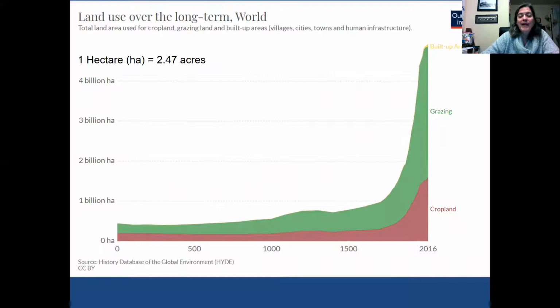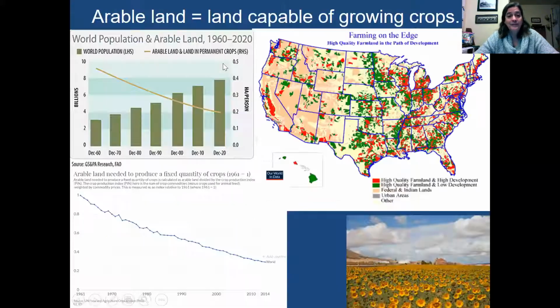And then arable land. If you look at how much land we're using across the world, if you look at the years, we have increased more recently the amount of land we're using for producing food. And you see that little symbol a lot, the HA, that stands for hectare, and it's about 2.5 acres. Okay, so arable land is another term you see a lot. And arable land means it's land capable of growing crops.